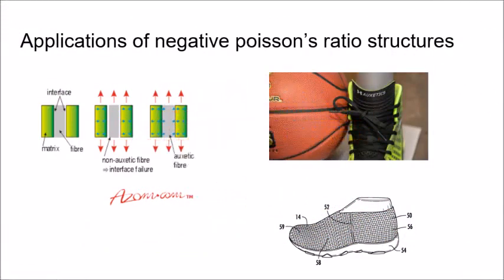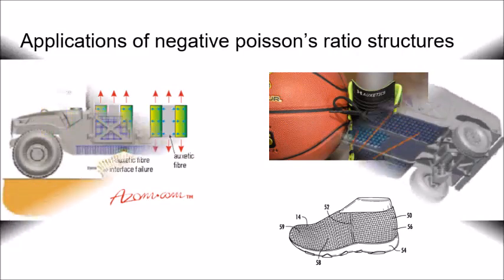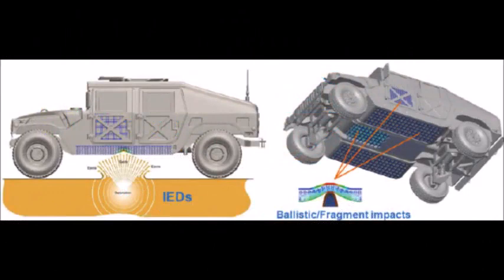Auxetic materials show enhanced mechanical properties such as increased shear stiffness, increased plane strain fracture toughness, and increased indentation resistance, all of which make them superior to classical materials for many practical applications. Lightweight auxetic composites can be used to enhance the ballistic and impact-resistant capabilities of armored vehicles.